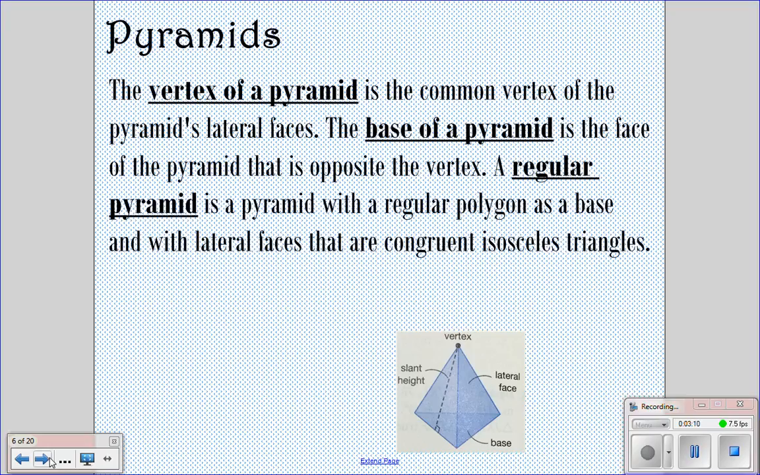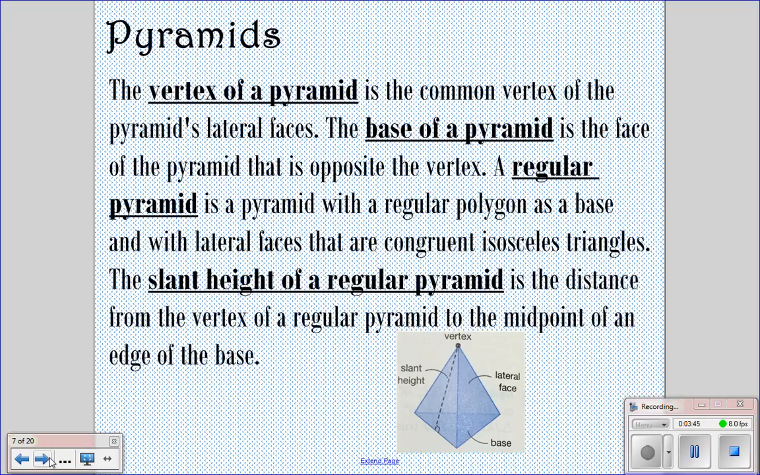A regular pyramid is a pyramid with a regular polygon for the base, and then all of the lateral faces are congruent isosceles triangles. So you can have a triangle for your base, you could have a square, you could have a pentagon, you could have a hexagon, you could have any number of sides for the base, but it just has to be a regular polygon. And then all of your lateral faces have to be congruent isosceles triangles. And if that's the case, then you have a regular pyramid.